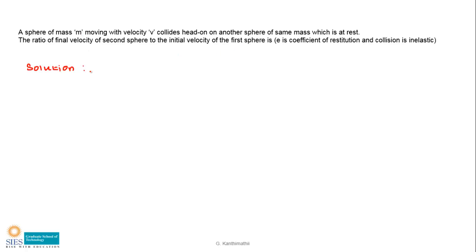So let us start with the first sphere having a mass equal to m and moving with the velocity v. This is now colliding with another sphere which has the same mass m, but it has an initial velocity of 0 because it is at rest. These two collide with each other. After collision, let us take the velocity of the first sphere to be v1, and the second sphere would have a velocity equal to v2. It is also given that the collision is inelastic.